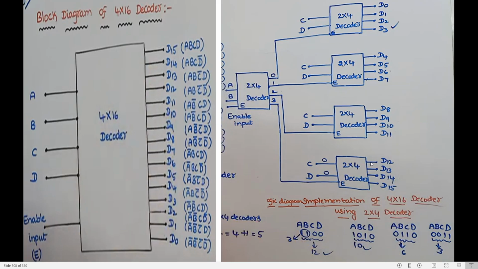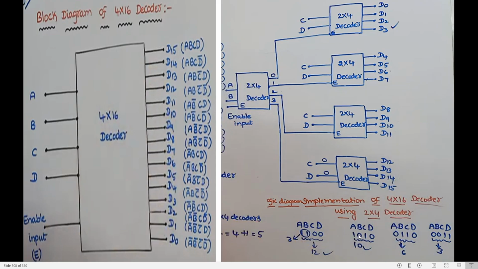When it is 0, 0, the first line is activated. 0, 0 means first line, 0, 1 means second line, 1, 0 third line, 1, 1 is fourth line. Since the first line is activated, if I give 1, 1, 0, 0 as an input, my output will go to a line called D12. Let us see for A, B, C, D as 1, 0, 1, 0.